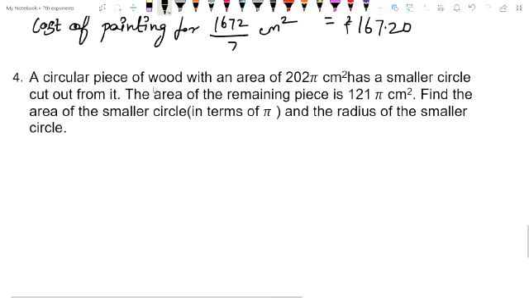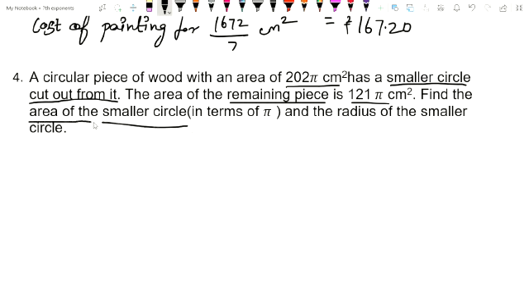A circular piece of wood with an area of 202 pi centimeter square has a smaller circle cut out from it. The area of the remaining piece is 121 pi centimeter square. Find the area of the smaller circle in terms of pi and the radius of the smaller circle.